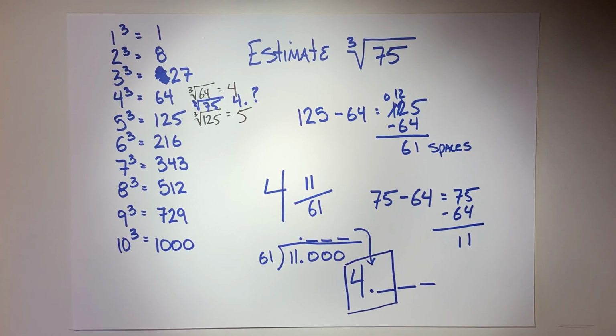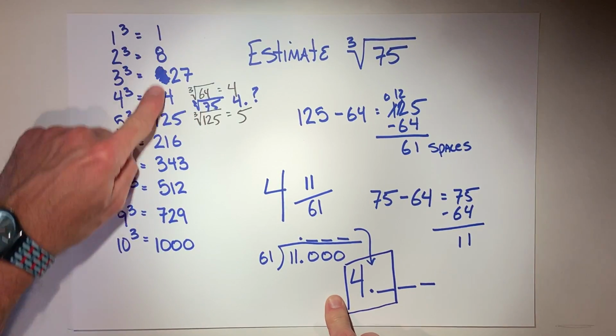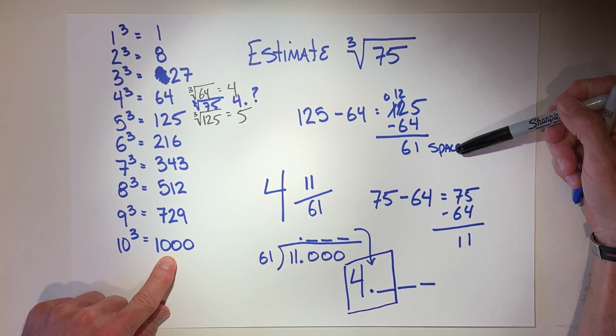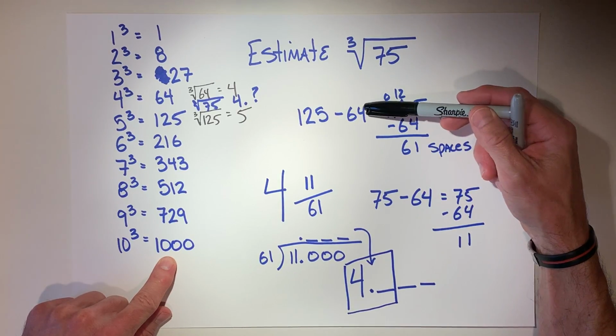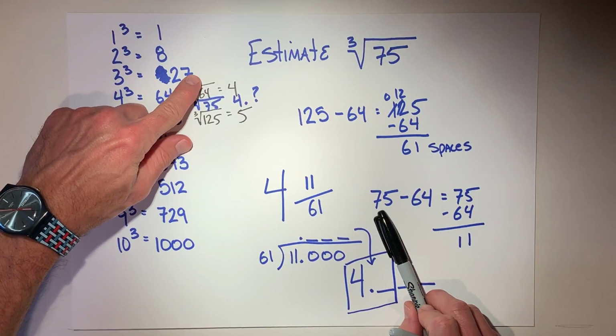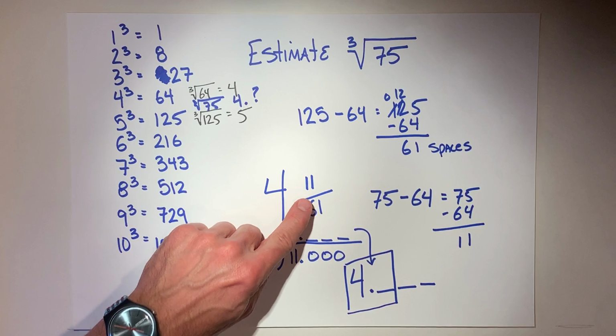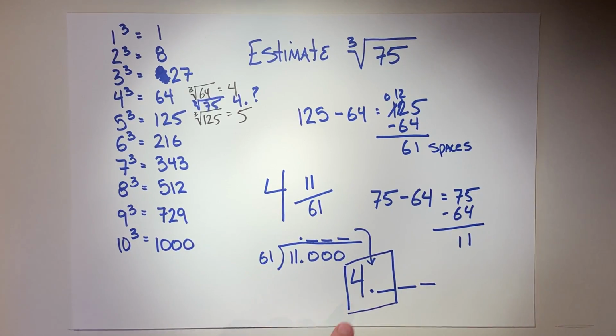So that's it. You identify your perfect cubes, you find out where your number falls on the list, you find out how many spaces exist between your bookends, you figure out how far your number is along from the smallest up to your number, and you create your fraction. To finish, your fraction becomes a decimal, and you do some rounding, and that's how you estimate cubic roots.